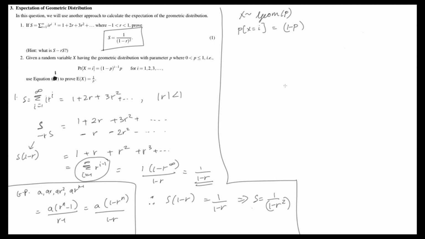It looks like this intuitively. So the probability of X equal to i is that it has to fail i minus 1 times and succeed the last time, right? So this is the probability of a geometric distribution. Now the expectation of a geometric distribution is equal to the sum from i equals 1 to infinity, because you potentially could fail an infinite number of times. Basically, you can never succeed.